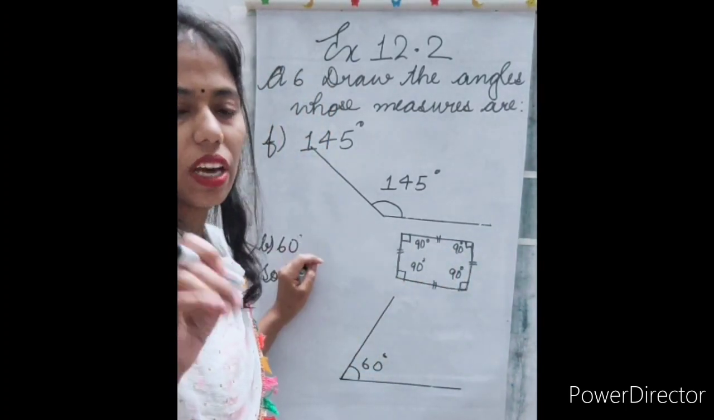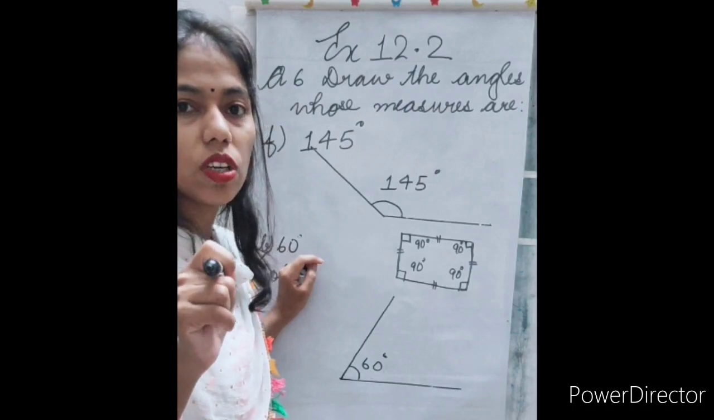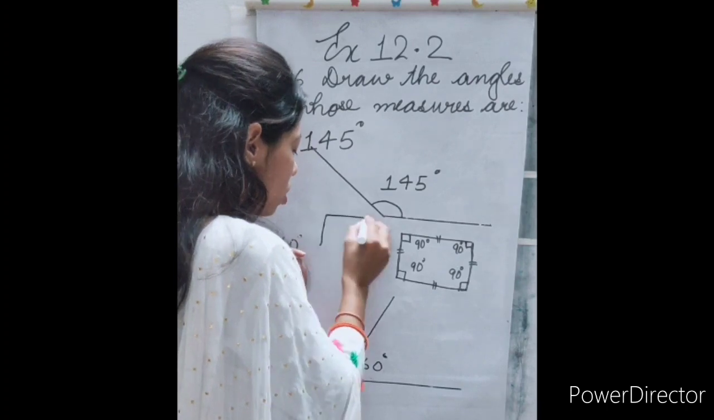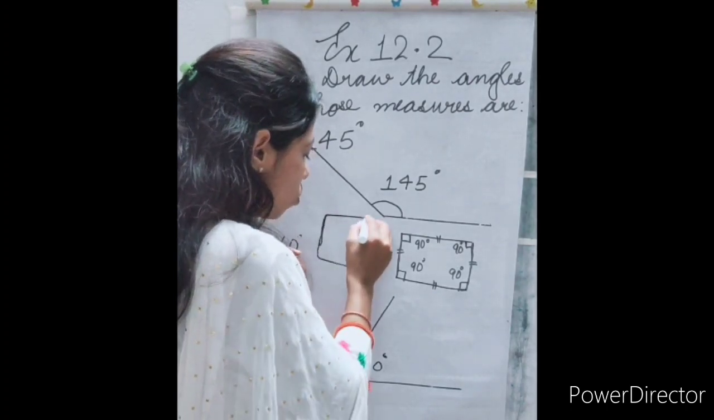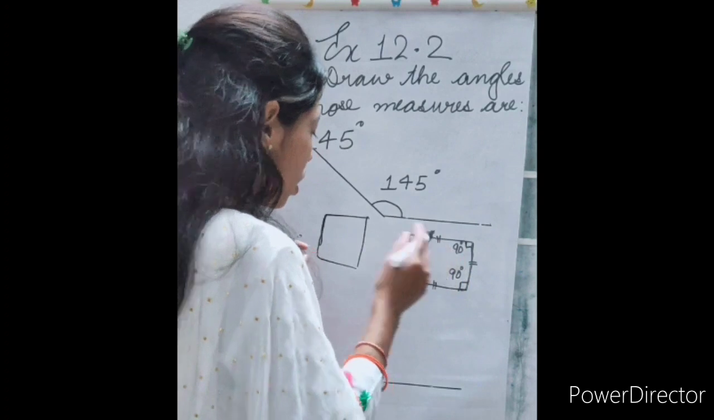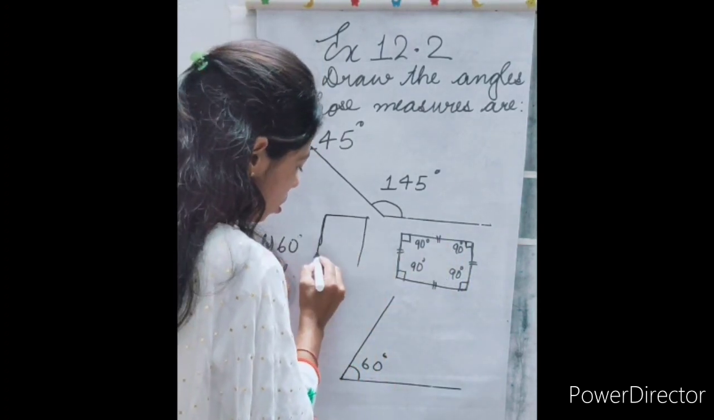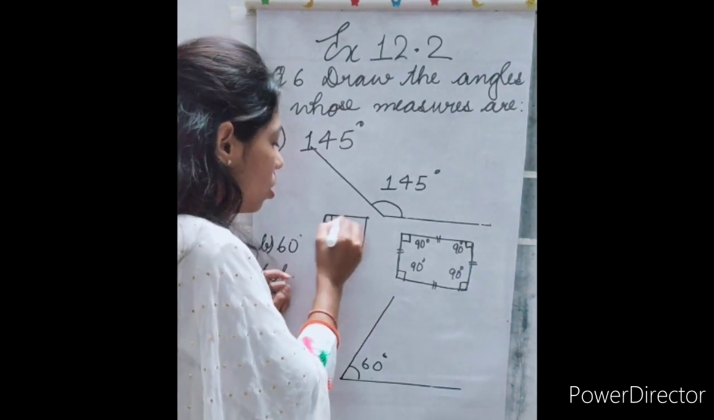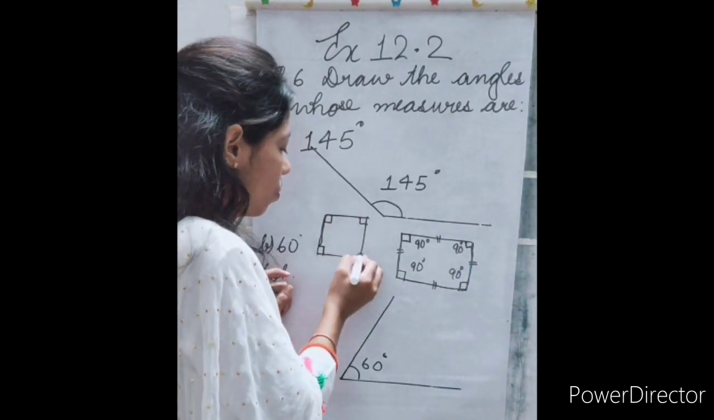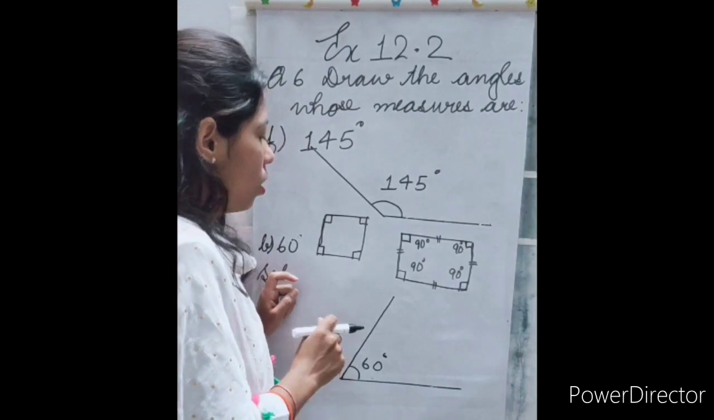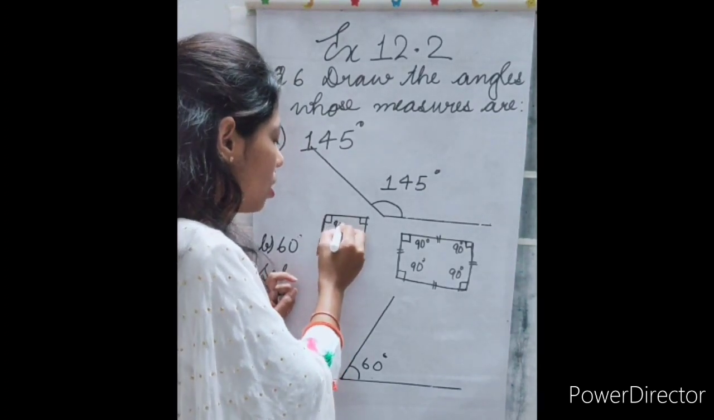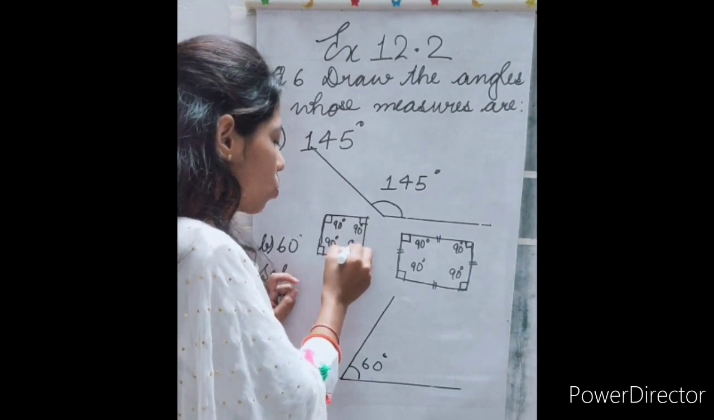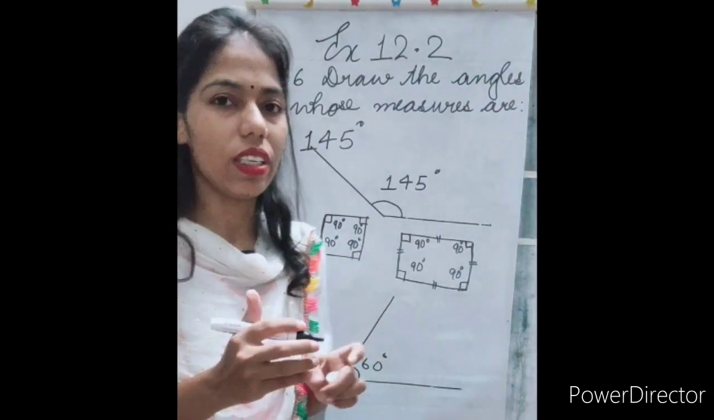Some questions we can do directly. Question number 8 is, what is the measure of each of the angle of a square? What is a square? Square is a shape in which all 4 sides are equal. It is not looking like a square. Square is a shape in which all 4 sides are equal. And if you see the measure, all the angles of a square are right angle or 90 degree.